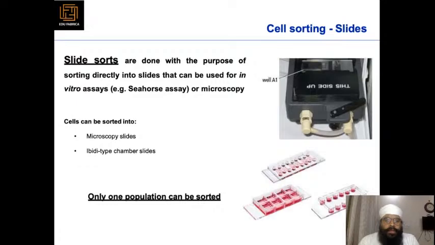Then slide sorts are done with the purpose of sorting directly into slides that can be used for in vitro assays. Cells could be sorted into microscopy slides or chamber slides, and only one population can be sorted in that case.